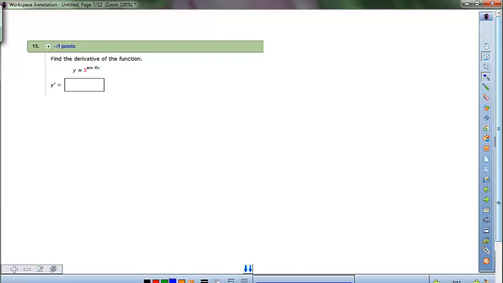All right. In this problem, we will need to apply the chain rule several times, more than once. Let's put it that way. So remember what I had mentioned earlier.